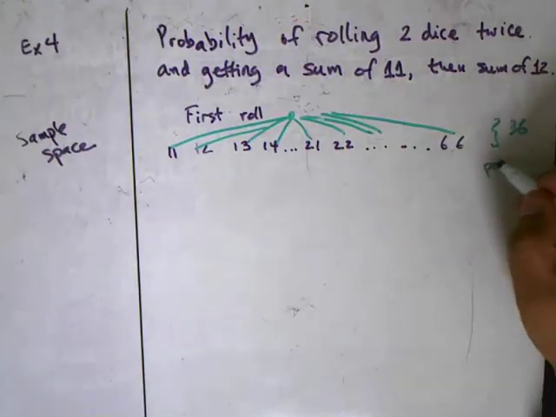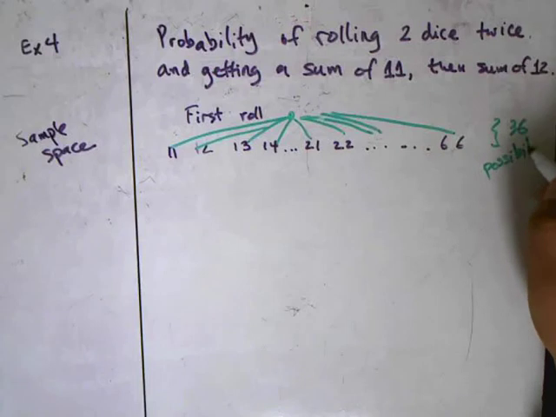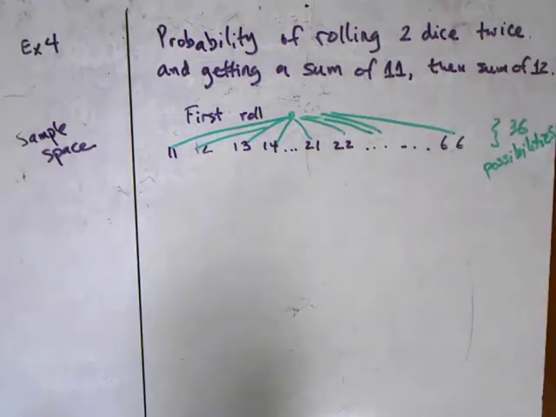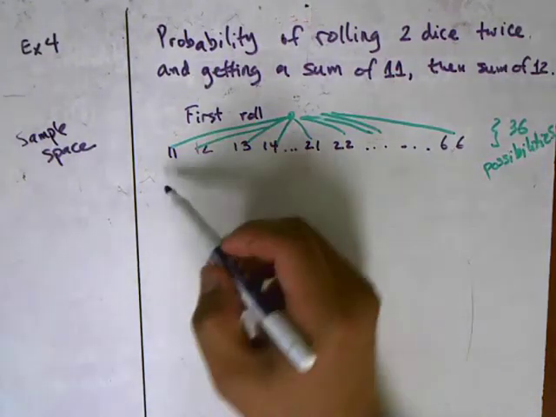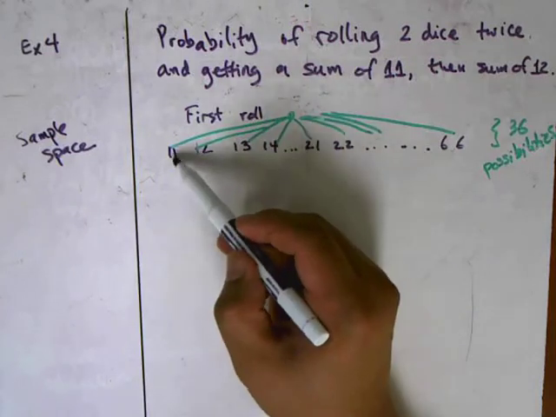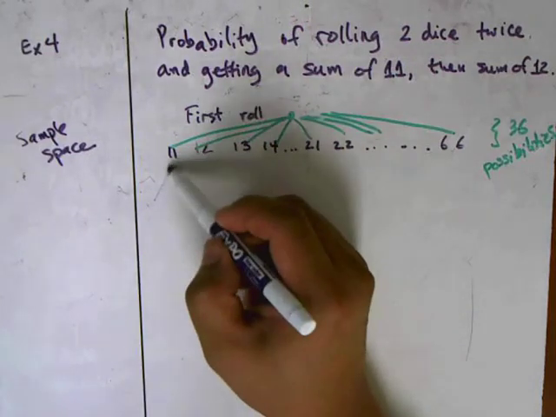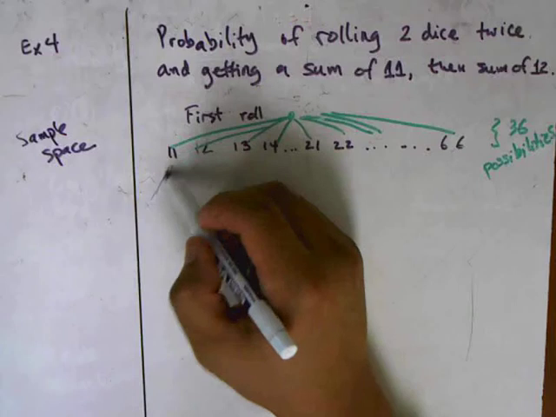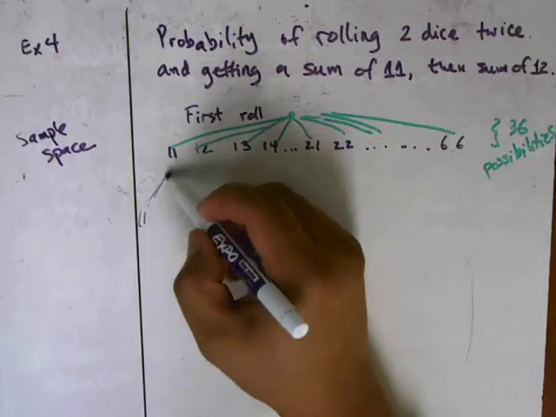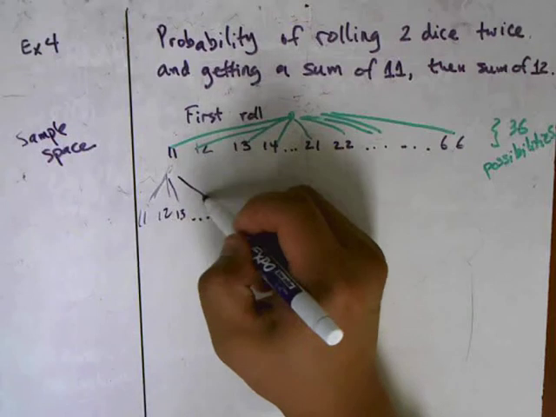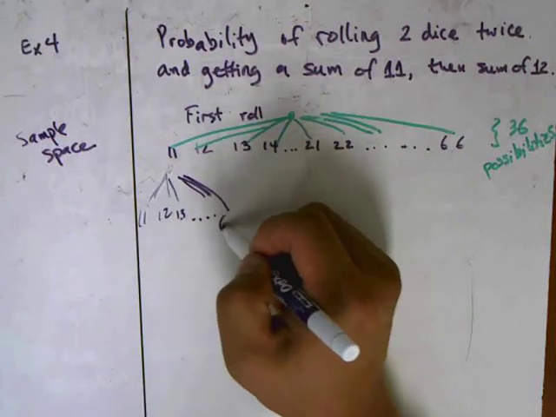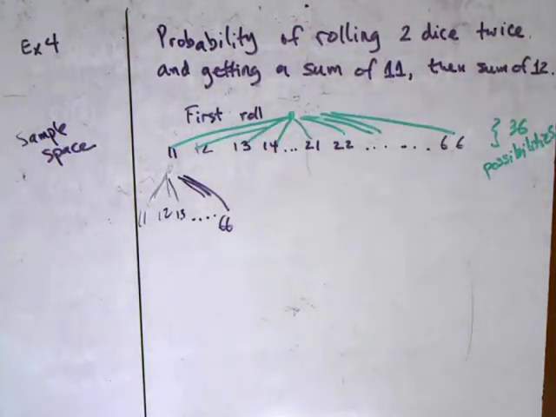Six possibilities. So that's the first roll. Then you have to roll it a second time. So the second time you could roll a 1 and a 1, and then 1 and a 1 again, 1 and a 2, 1 and a 3, so on, and you get 36 of these branches until you get to 6 and a 6.